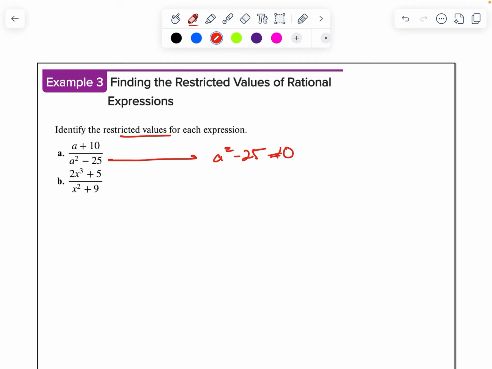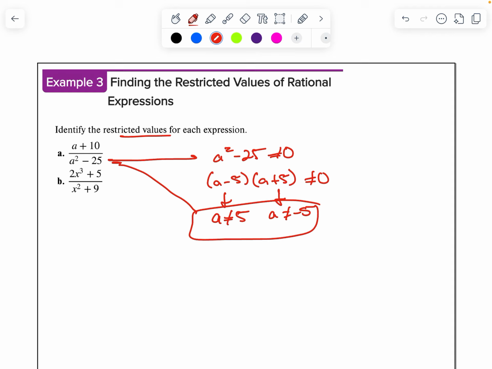First, we get the whole thing equal to 0. Second, we factor, and hopefully you remember this is a difference of squares. And so each piece, I can set equal to 0. A is not equal to 5, and a is not equal to negative 5, because those make each of those 0. Notice that each of these make the original denominator 0. 5 squared minus 25 is 0. Negative 5 squared minus 25, also 0.